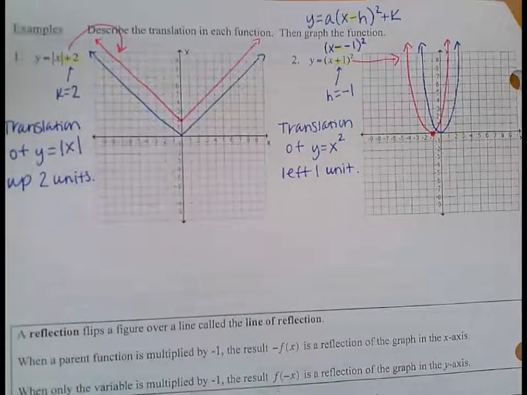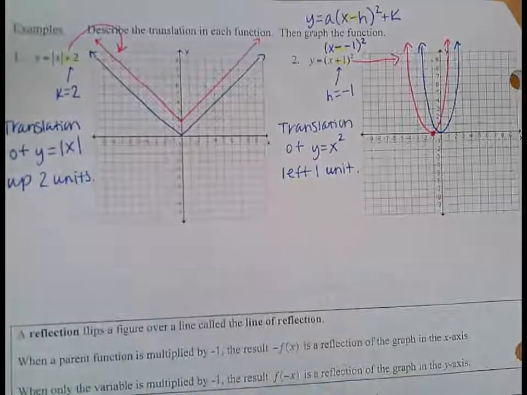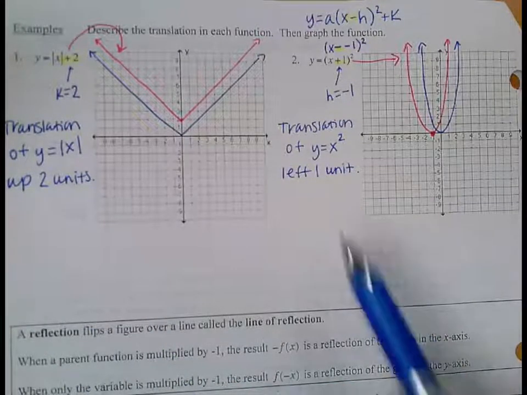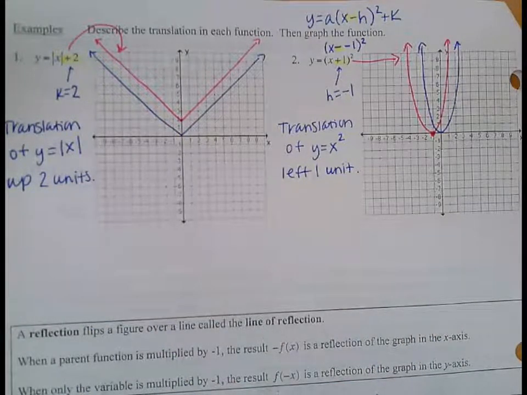Okay, so I didn't include more examples of just translations, but there's an example of being translated up or down with a k value and then left or right with an h value. Are there questions on those?